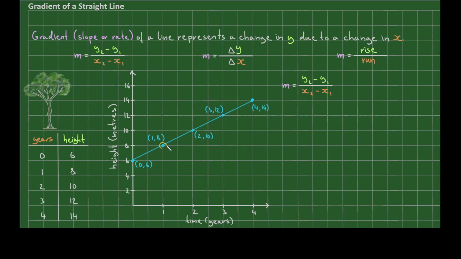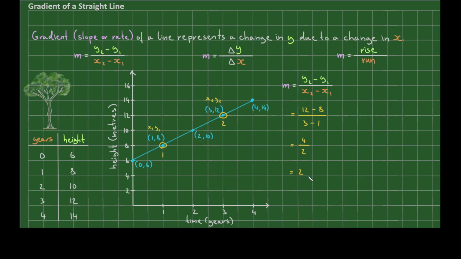I'm going to choose these 2 points, and I'm going to make this point 1 and this one up here point 2. This means that the coordinate (1, 8) represents x1 and y1, and the coordinate (3, 12) represents x2 and y2. And now I can substitute. y2 minus y1 becomes 12 minus 8, and x2 minus x1 becomes 3 minus 1. 12 minus 8 will give me 4, and 3 minus 1 will give me 2. 4 divided by 2 is 2. Therefore, I can say that the gradient is 2 meters per year.